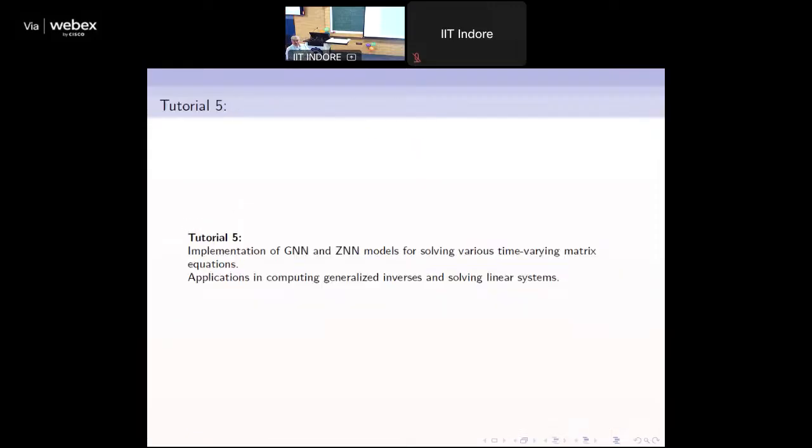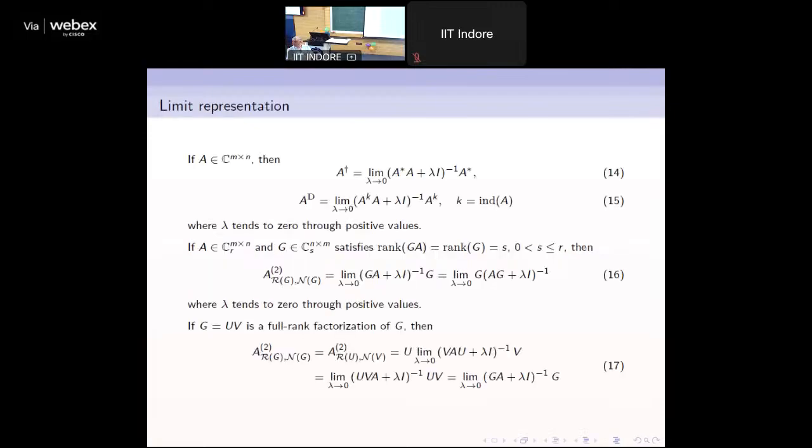Here is the tutorial, approximately one hour. It is an introduction to generalized inverses. This stuff we will continue later. Probably now it's time to ask questions. If you have a question, please.